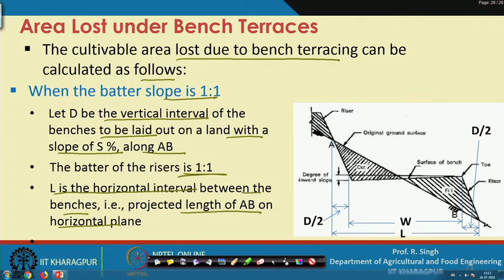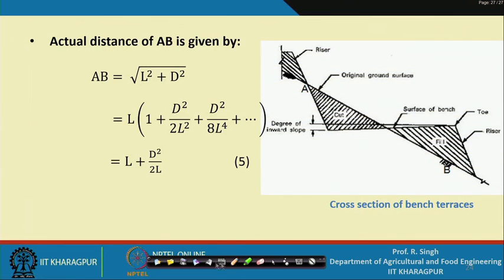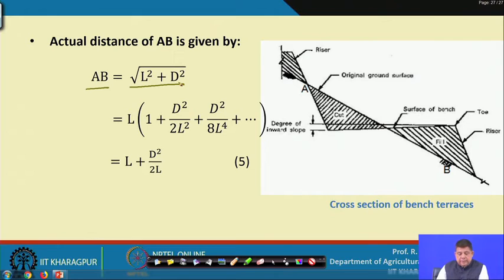So, if we consider this, then this is L, this is D, and this is AB of course. From this we can write AB equals square root of L square plus D square, and then taking L as common and expanding the series, we will get this, but we only consider the first two terms because beyond that it becomes insignificant. So, then it becomes AB equals L plus D square by 2L. This is equation number 5.